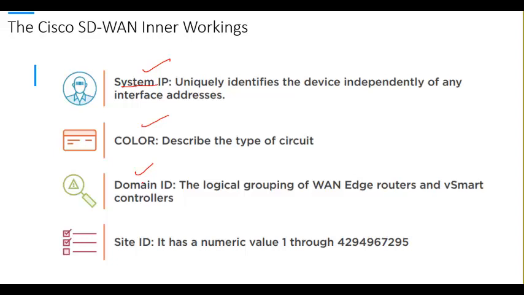So if you don't have a domain ID, then you will not know to which vSmart controller I am talking. So it is necessary for us to have domain ID so that we will communicate to the right vSmart. If you have multiple business units, for each business unit, we need different domain and different vSmarts and different group of edge routers. So domain ID is important. It is a logical grouping of WAN edge router and the vSmart controller. Simple.